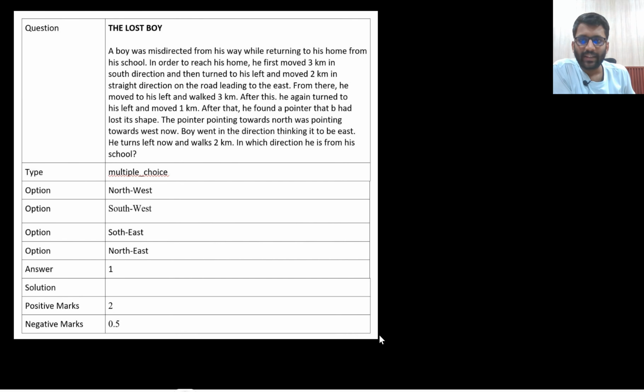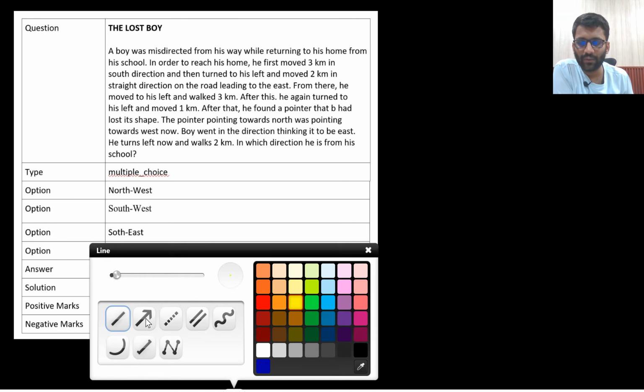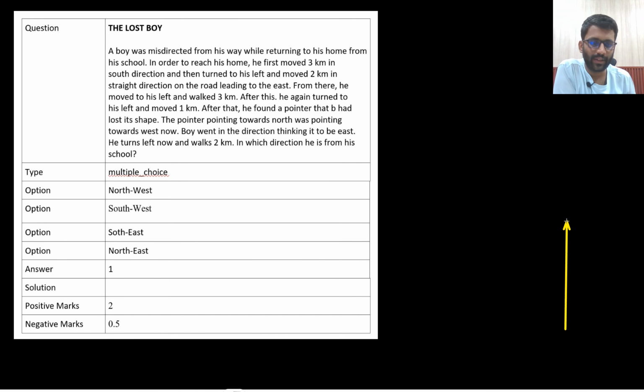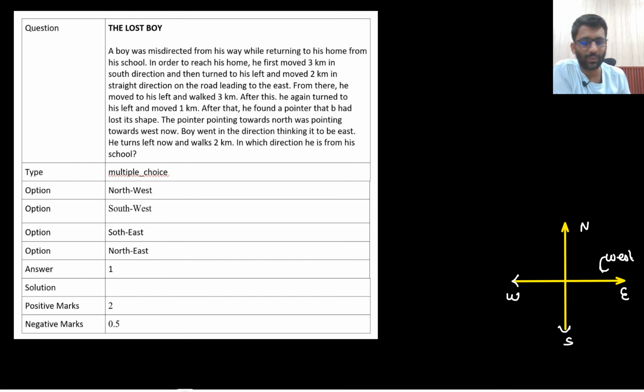A boy was misdirected from his way while returning to his home from his school. In order to reach his home, he moved 3 km in the south direction. I hope you have the idea of the directions. So let me make it. This is north, this is south, this is east, and this is west. Actually we get confused about east and west. So how do I remember? Here we have West Bengal, right? So this would be east, just the opposite of that. In this direction we have West Bengal, so this is west. This is how I remember it.